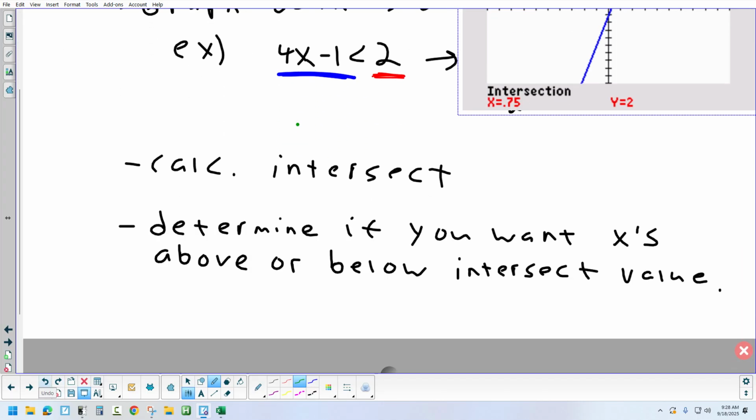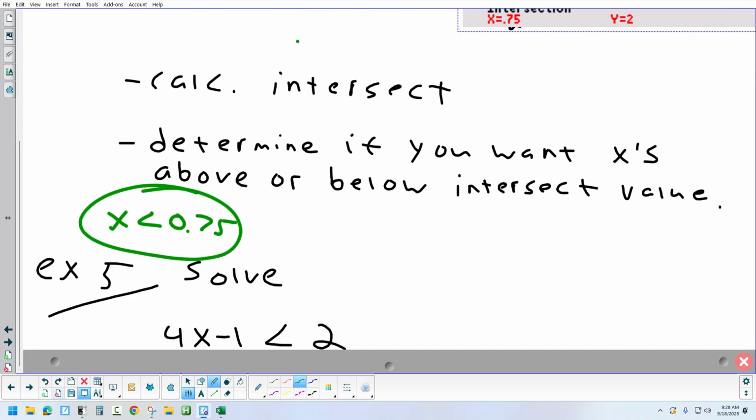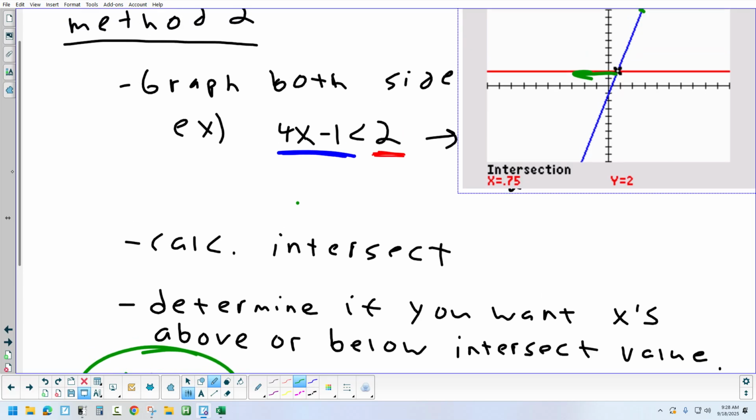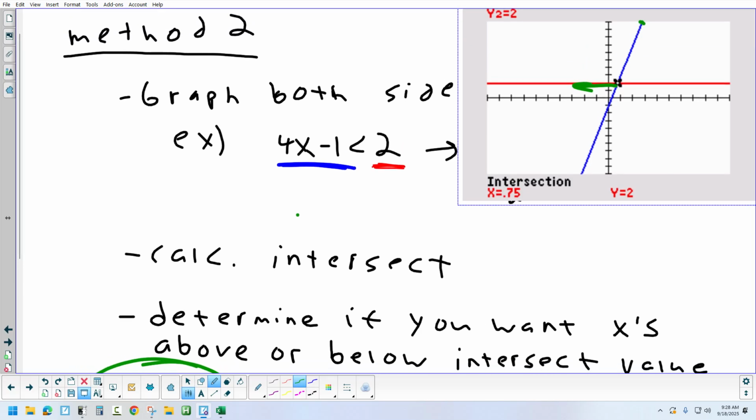So in our case, we wanted the x's that were below the intersect value. So 0.75 or 3/4 is the same thing. And I already did that. So example 4 and 5 were the same problem. I'm just showing you how to do it as an intersect versus a 0. Any questions on the two different ways you can do it? It doesn't matter which way you do it. You can do it any way you want.